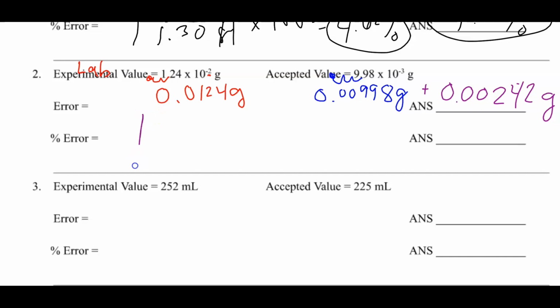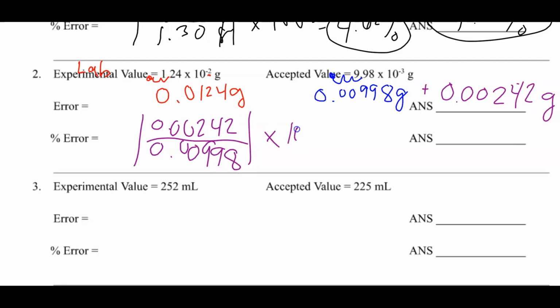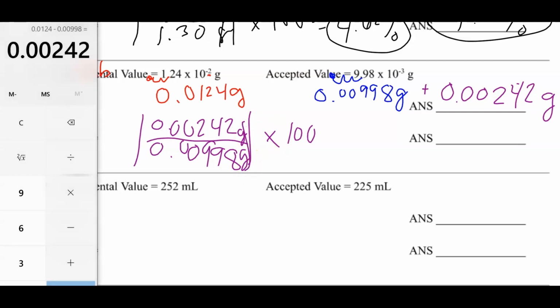Okay, so for the percent error, we're going to take the absolute value of that, 0.00242, and divide it by what it should have been, 0.00998, times 100. Now my units are grams and grams. That cancels out. So we divide that by 0.00998 times 100, and we're going to get 24.2.